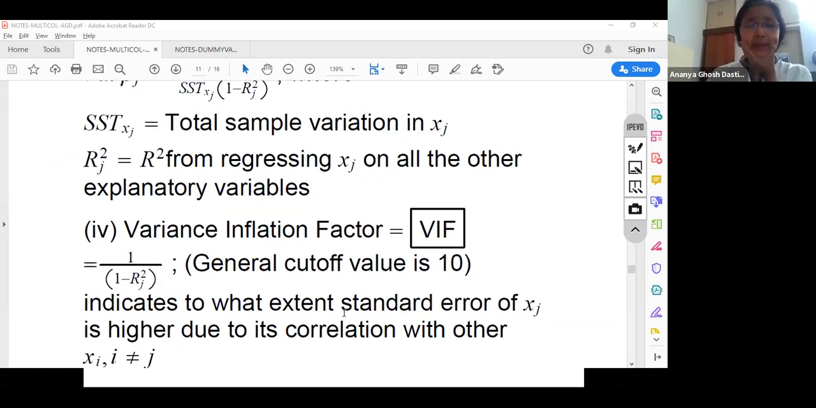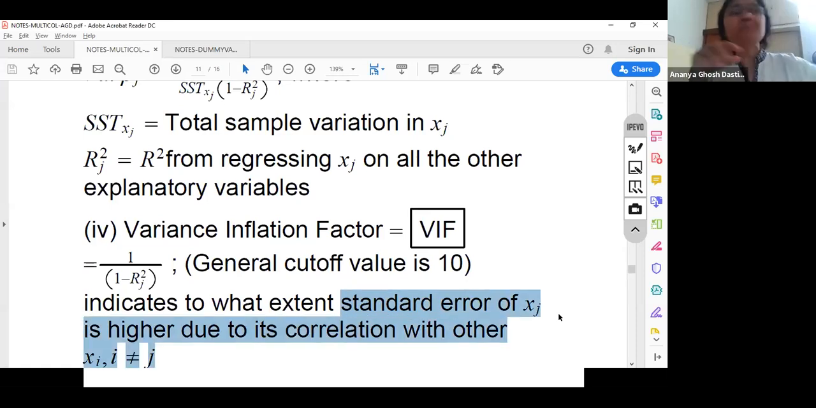So really, the variance inflation factor just tells you to what extent the standard error of that variable is high due to its correlation with the others. Beyond that, the variance inflation factor has no real other implication. It's just telling you to what extent the variances are inflated.